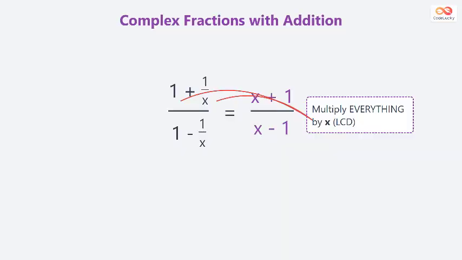This works for algebra too. Here we have 1 + 1/x, all divided by 1 - 1/x. The LCD for the small fractions is x. By multiplying every single term by x, the fractions disappear, and we are left with (x + 1)/(x - 1). Much simpler, right?